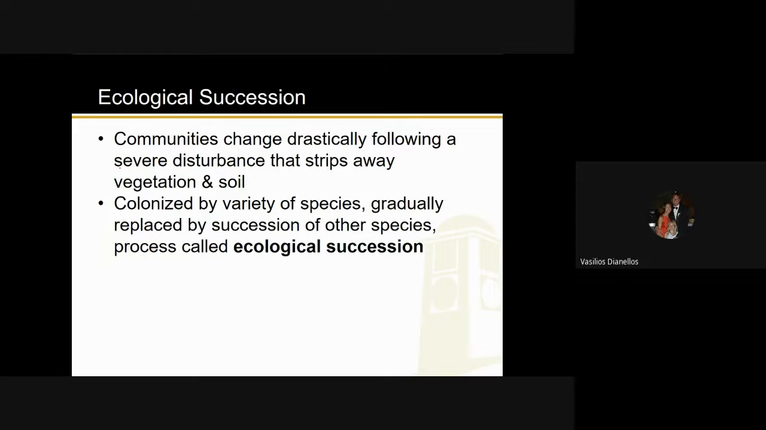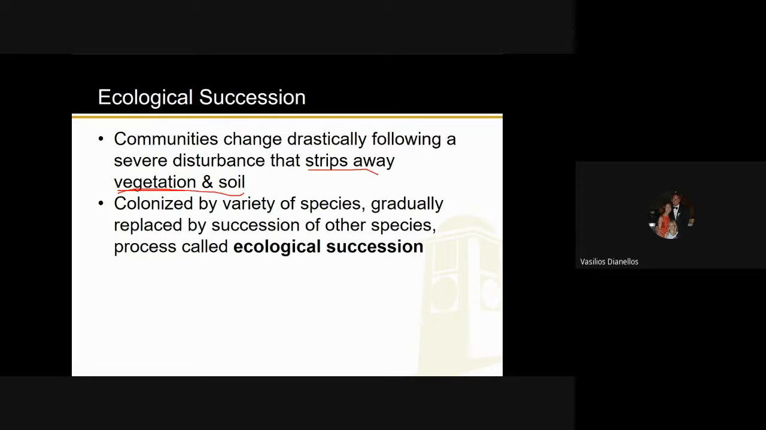Okay. So communities change drastically following a severe disturbance. The example I gave earlier was a tree falling down. That wasn't necessarily a severe disturbance. So there was a drastic change in the community in that little area, but generally speaking, that forest is probably the same, other than that one small area. But if it was a severe disturbance, then it would be a drastic change. And what do I mean by severe disturbance? I mean something that would perhaps strip away vegetation and soil. Like a really, really bad flood, or perhaps a nuclear explosion, or maybe a rock slide.